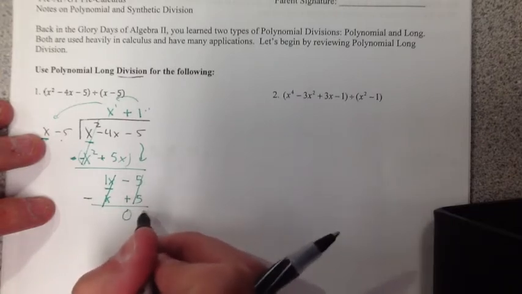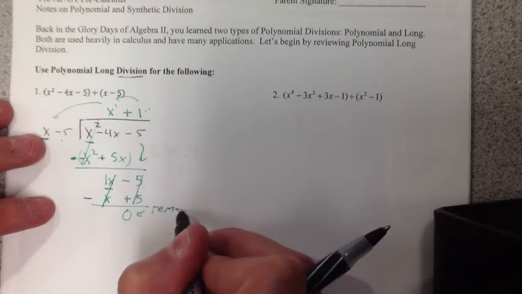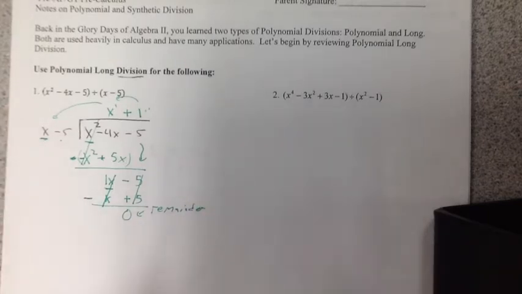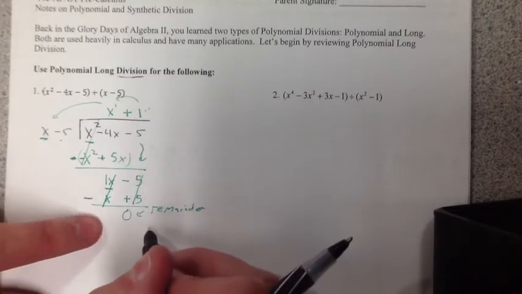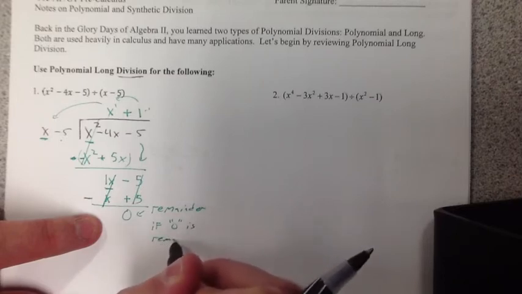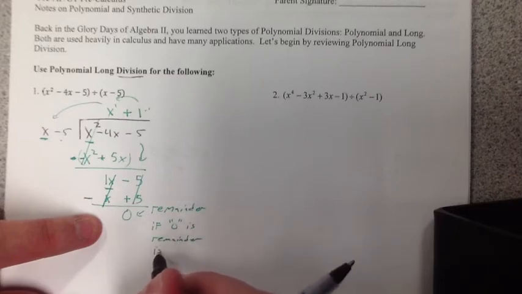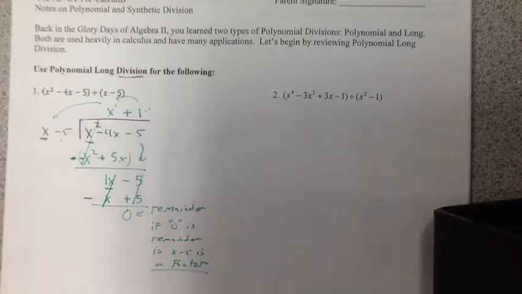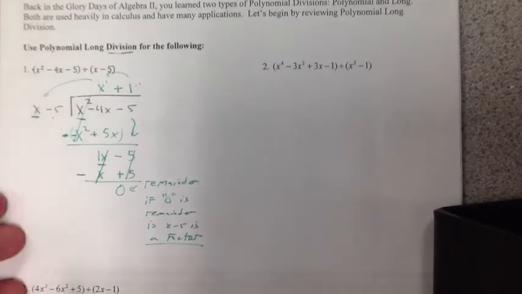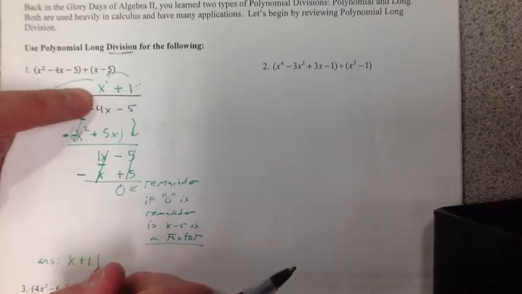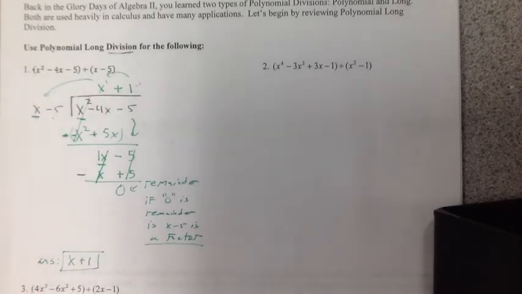Now, we get 0. Now, 0 is our remainder. And we're going to talk about that later on. Basically, what that means is if 0 is a remainder, x minus 5 is a factor. And we're going to talk about that later on today. It's called the factor theorem. So, what is our answer when you divide? What are we left with? x plus 1. And there's our answer.